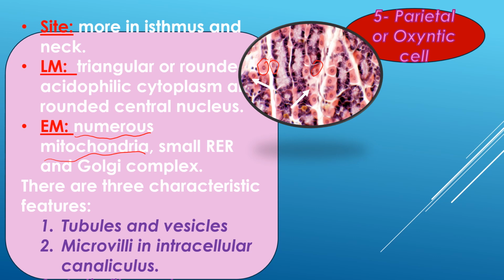Okay, why all of this? Why is there a tubular and vesicular system? There are microvilli in the canalicular system. This is for increasing the surface area. Let's see. This is the cell.